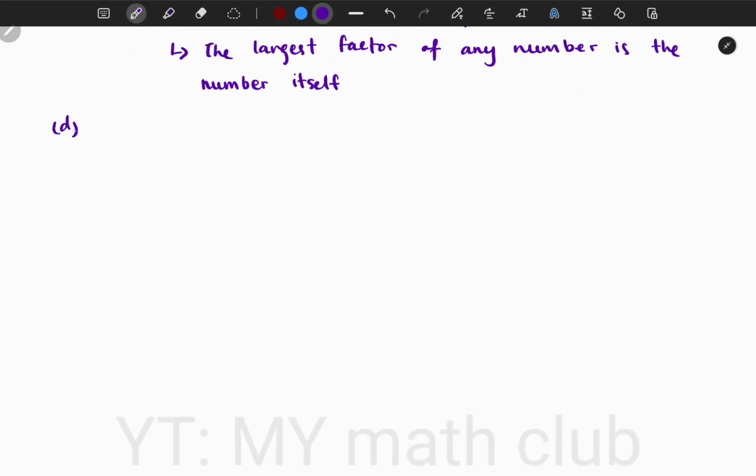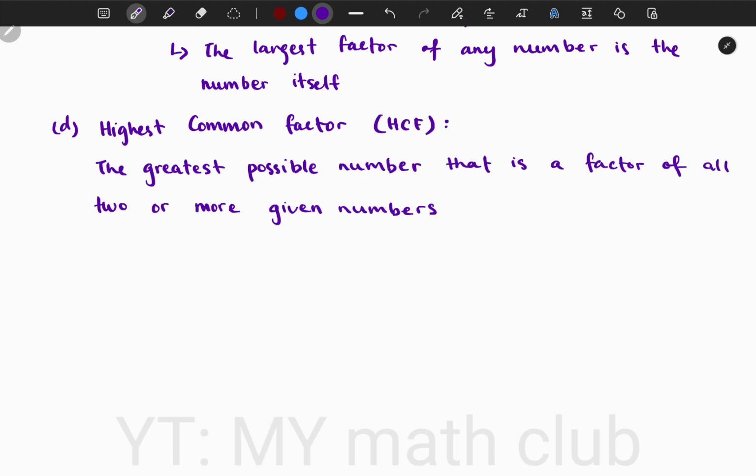Just like multiples, which has lowest common multiples, for factors we have highest common factors. And the highest common factor is the greatest possible number that is a factor of all two or more given numbers. So for example, the highest common factor of 24 and 16 is 8.